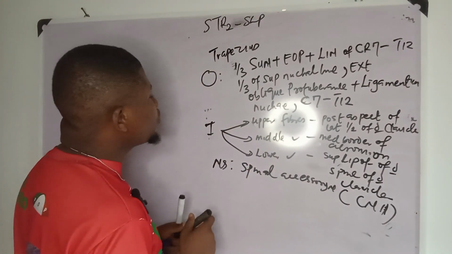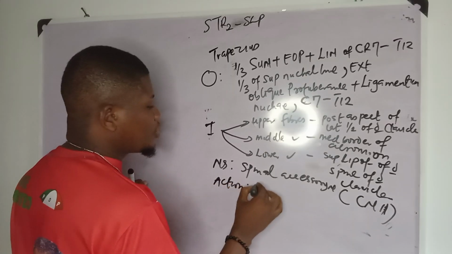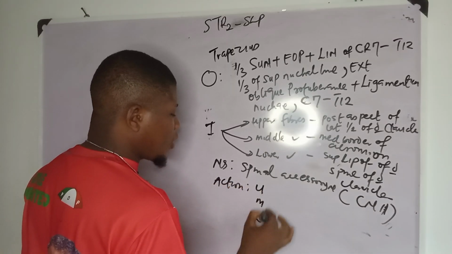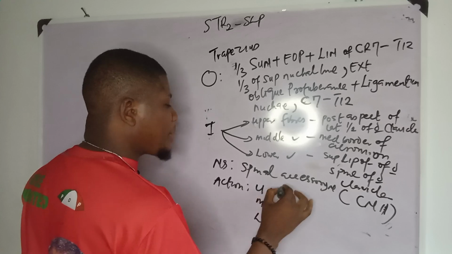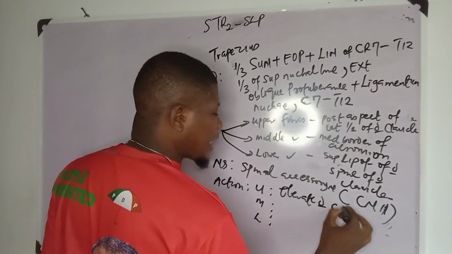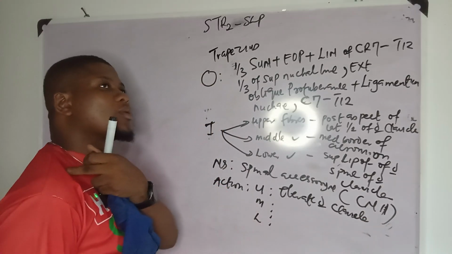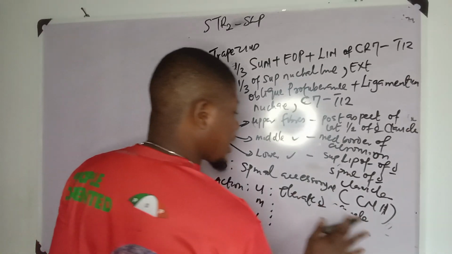Then let's continue with action. The upper fiber, middle fiber and lower fiber do different things. The upper fiber elevates the scapula.